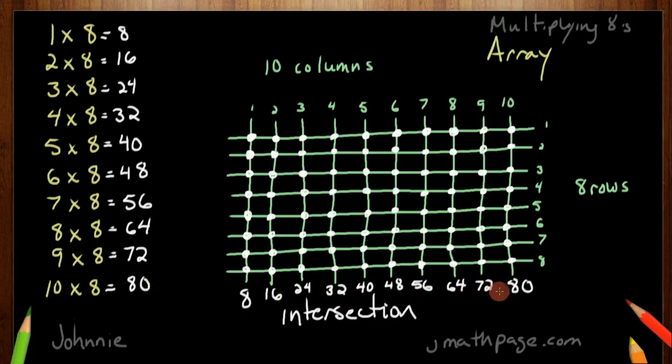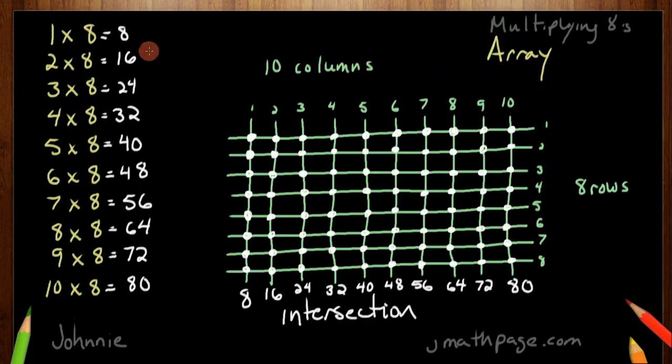Now let's look across here. These are our multiples of 8. 8, 16, 24, 32, 40, 48, 56, 64, 72, and 80. You can see them here as well. Well, the array really shows us how numbers are multiplied. You can see how the 8's are being added again and again and again across the columns. And it's one way of thinking about multiplication.